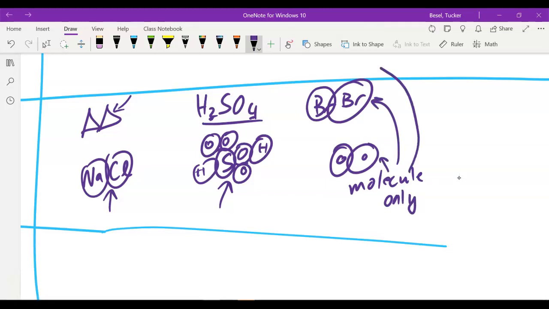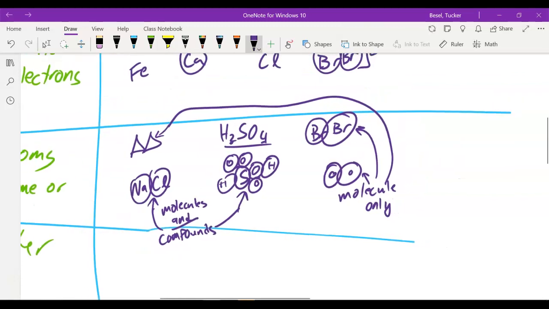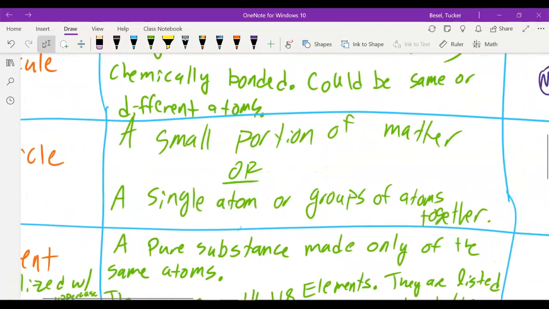Then let's see, I'll go over there and say that those are molecules only, and then these are molecules and compounds. Okay, so again, a molecule could be just a molecule, or it could be many things, just like some of these other things. Speaking of which, particles, that's what's next.